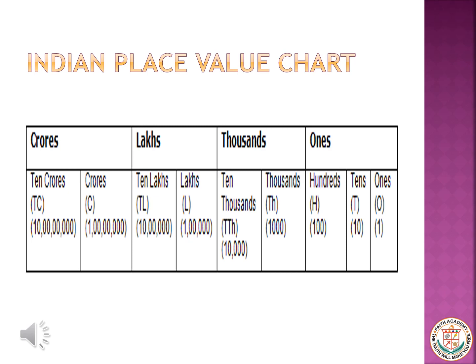In the Indian system, we start grouping the numbers from the right in group of 3 and further in group of 2. The place value, as you can see, have been separated into groups called periods, that is ones, thousands, lakhs and crores. In the group of ones, we have ones, tens and hundreds. In the thousands group, we have thousands and 10,000s. In the lakhs group, we have lakhs and 10 lakhs. And in the crores group, we have crores and 10 crores.